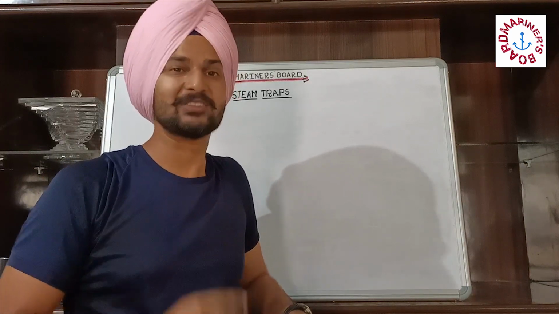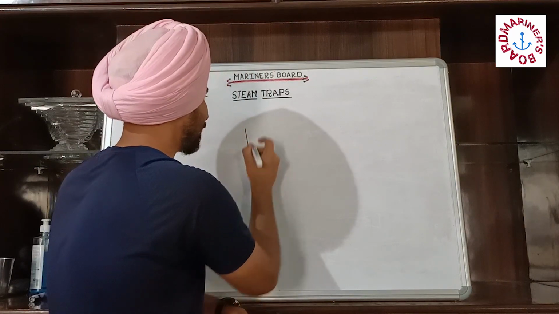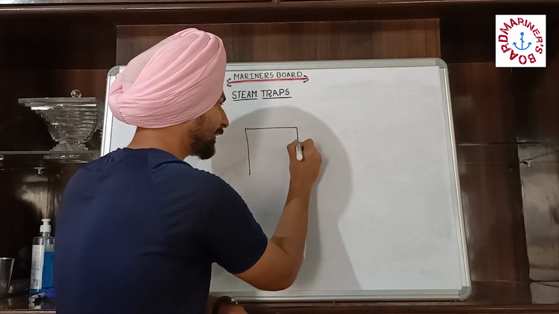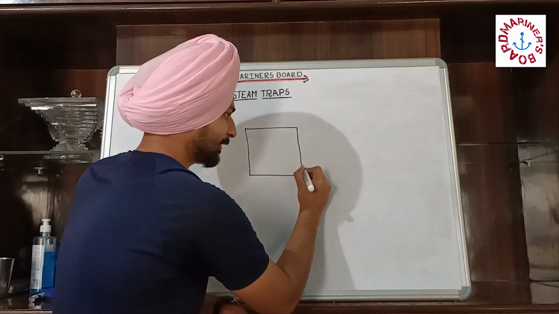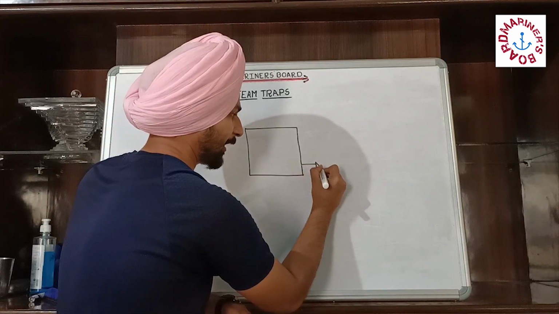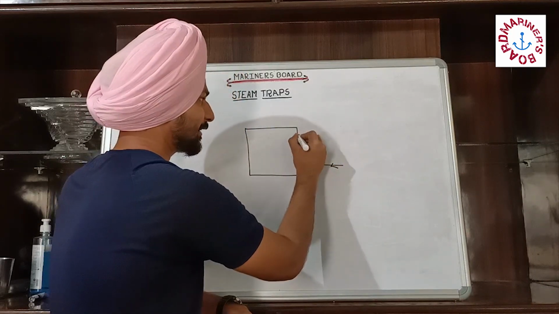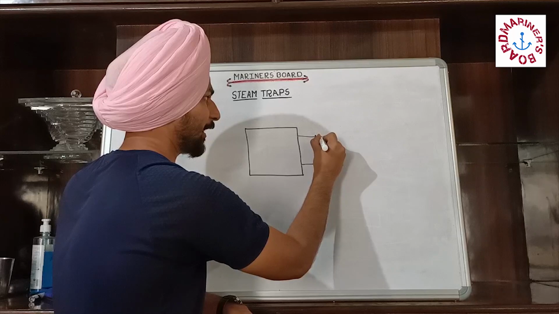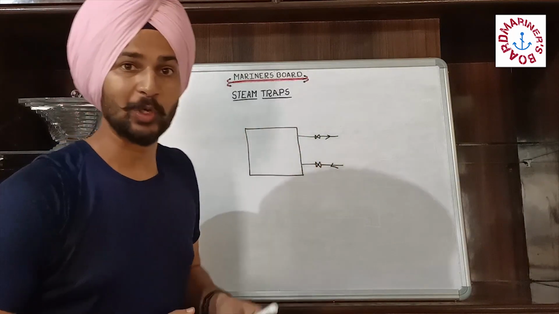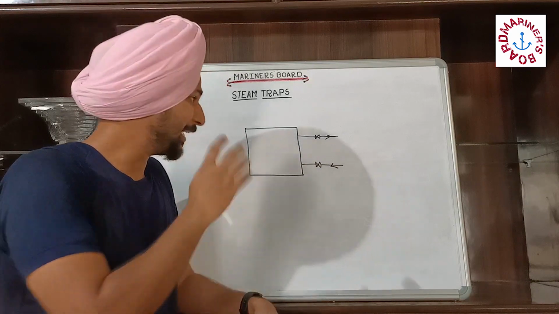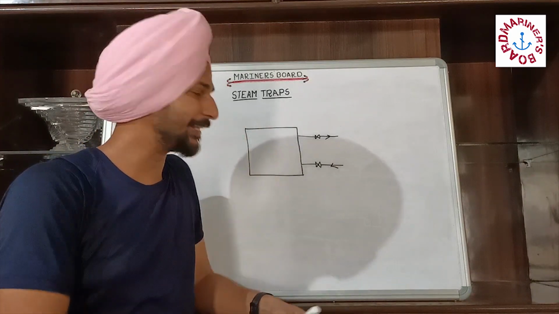For that, let's draw the tank here. This is the tank. It can be any tank. Let's assume it's a fuel tank. This is the inlet to the fuel tank, and this is the outlet of the fuel tank. Here I have not drawn the steam trap. Let's see what happens when there is no steam trap in the line.